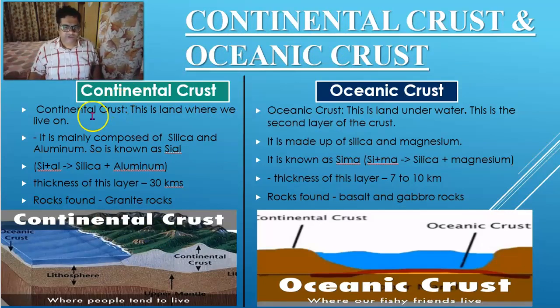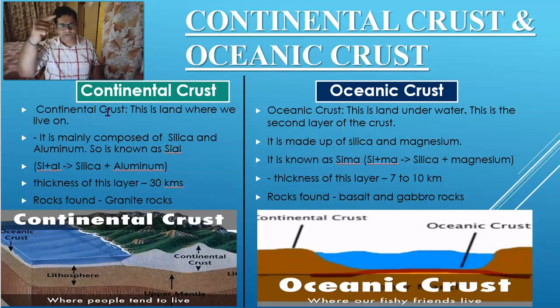Now let's look at continental crust. This is land where we live on. Oceanic crust, this is land underwater. This is the second layer of the crust. First layer is the continental crust. Then comes the oceanic crust.